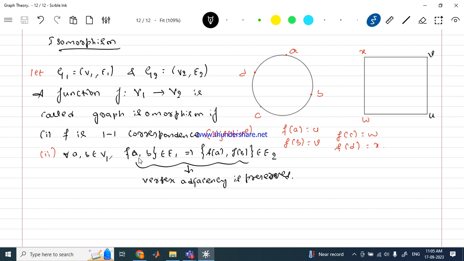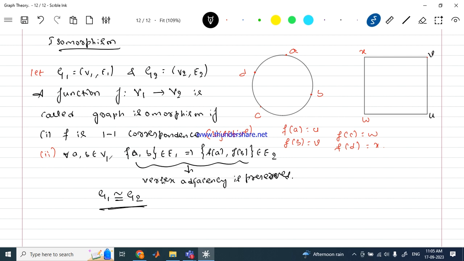If two vertices are adjacent in the first graph, we're expecting their images are also adjacent in the second graph. So if I can find the one-to-one mapping, along with that, preserving the vertex adjacency is very important. Please keep this in mind when you are defining. You should take care of the vertex adjacency. If these two things are taken care of, then we say that the two graphs are isomorphic. That is, we say G1 is isomorphic to G2, and this is the symbol we use to say G1 and G2 are isomorphic.